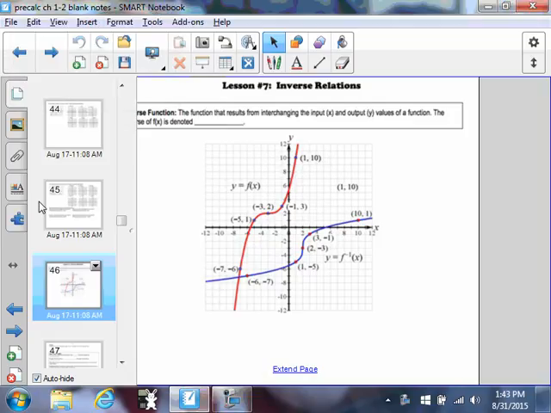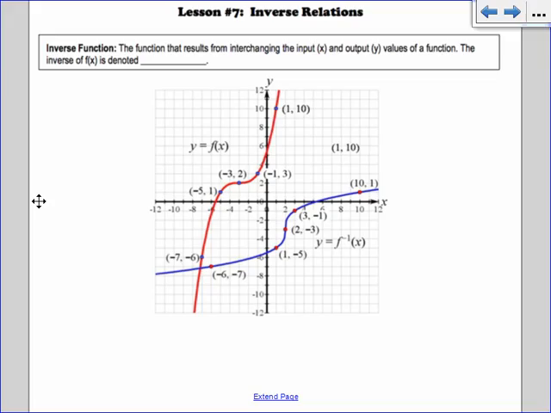All right, so lesson number 7 is on inverse relations. So we're going to skip over lesson 6 for now, transformations, but we are going to do a little bit with transformations today. So hopefully you kind of remember it.